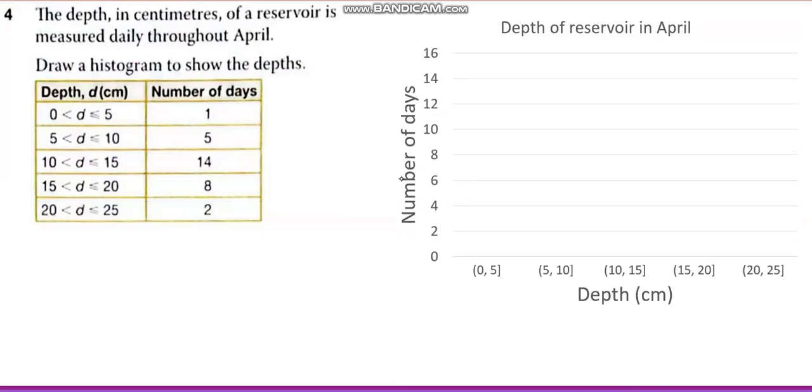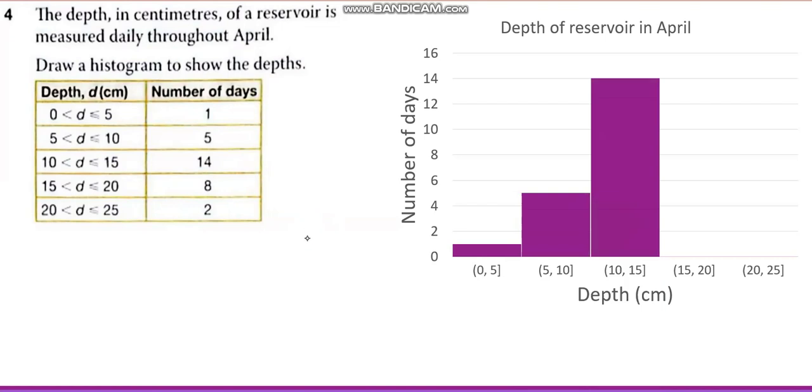Again, for the histogram, I have to name the labels first, meaning x-axis and y-axis, and I have given the title that is suitable for the data. As the data represents the depth of the reservoir in April, let's start by drawing the bars. From 0 to 5, there was only 1 day. From 5 to 10, there were 5 days. And similarly, there were 14 days in which the depth was 10 to 15. And then 8, and then 2.